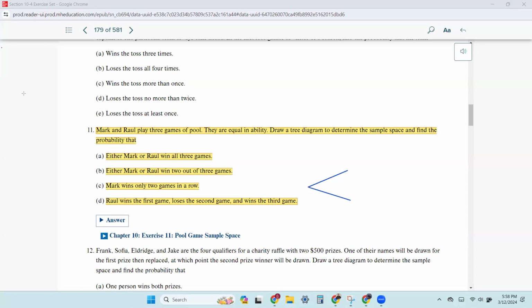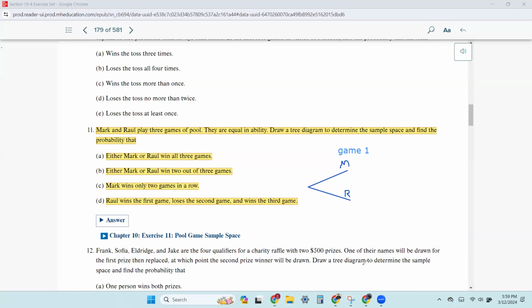So this is game one. Tell you what, I'm gonna see if I can type this out. Okay, so there's game one, and this would be Mark winning or Raul winning. All right. So for game one, Mark or Raul is going to win this.